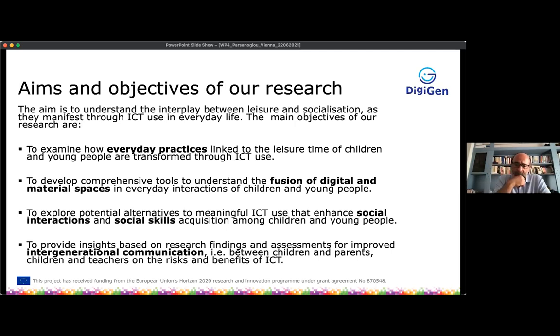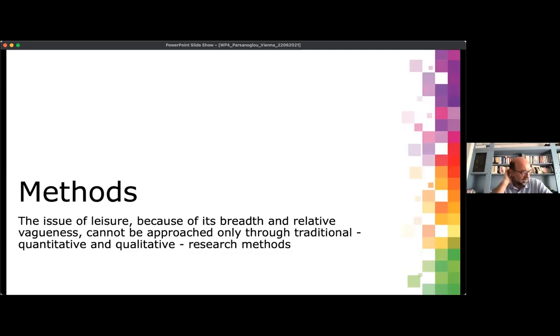Another objective is to explore potential alternatives or existing good practices that enhance social interactions and social skills acquisition among children and young people. And the last point, which is very crucial and maybe the most policy relevant, is how to help improve intergenerational communication, whether between children and parents or children and teachers, on safety issues, risks and benefits of ICT. Five countries participate in our research: Greece, Austria, Norway, Romania, and the UK.